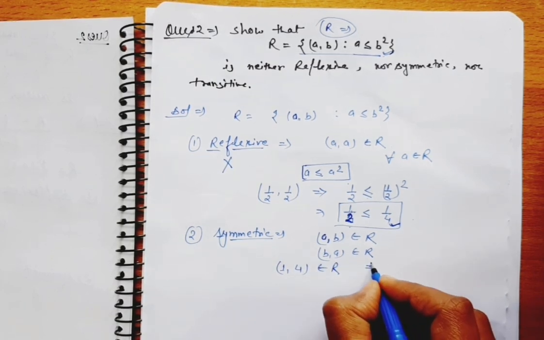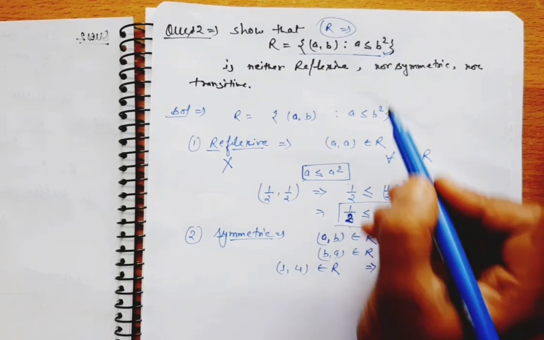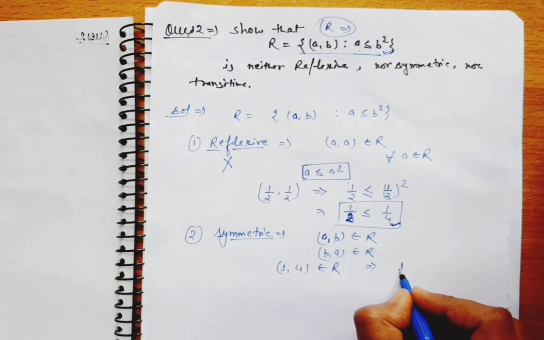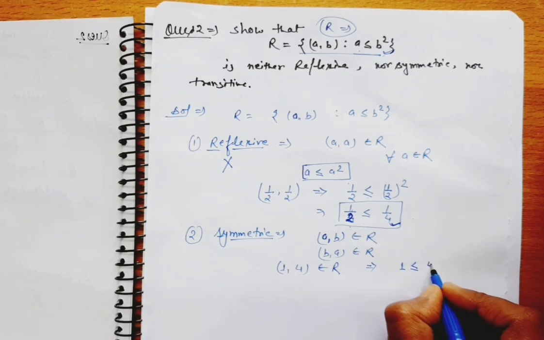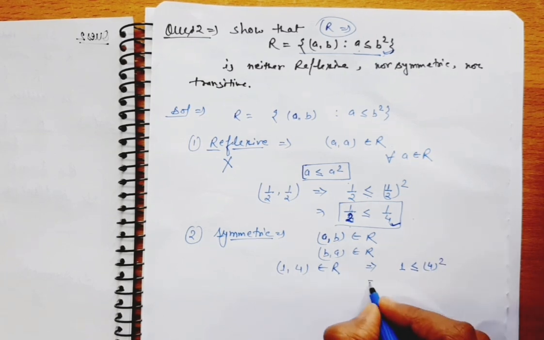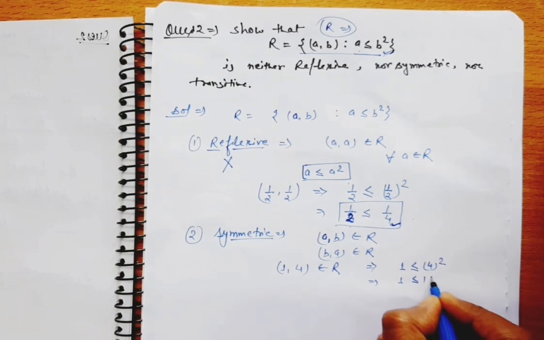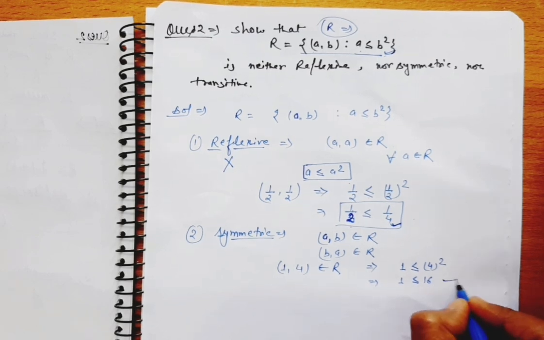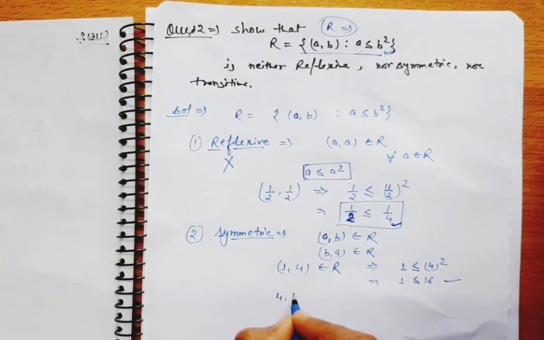Let's check whether it belongs to the set or not. (1, 4), this condition: 1 is less than or equal to 4 square. So the condition is satisfied here. This is less than or equal to 16. True. Now we will check the reverse relation of that.